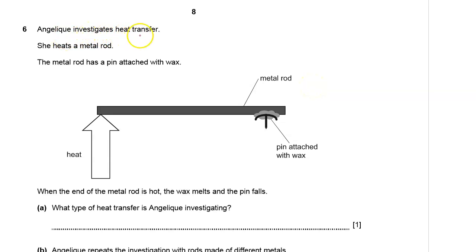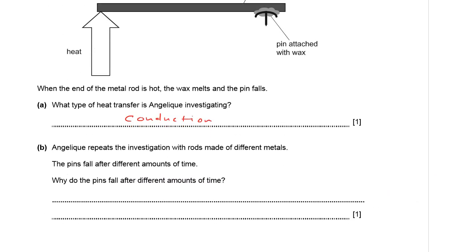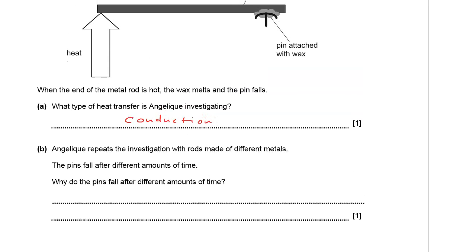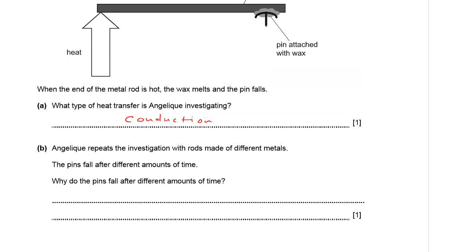Number 6. Angelic investigates heat transfer. She heats a metal rod. The metal rod has a pin attached with wax. Of course, the metal rod heat is on one end. When the end of the metal rod is hot, the wax melts and the pin falls. What type of heat transfer is Angelic investigating? This is called conduction. We have 3 types of heat transfer: conduction, convection, and radiation. Conduction takes place in metals. Convection takes place in liquids and gases. Radiation takes place even through vacuum.